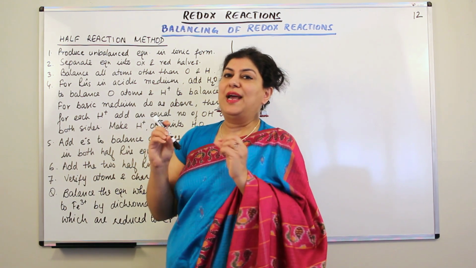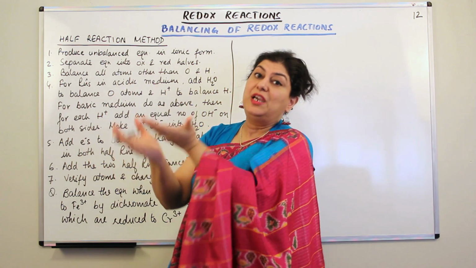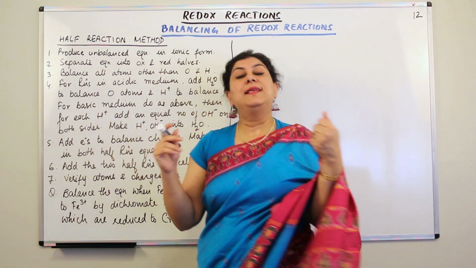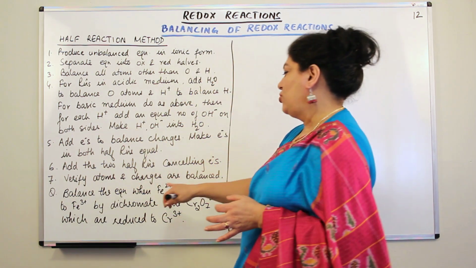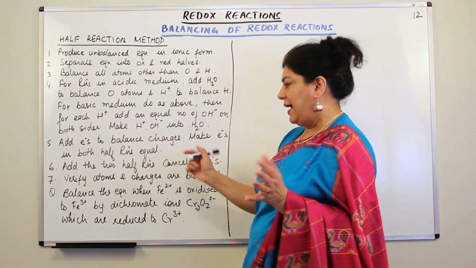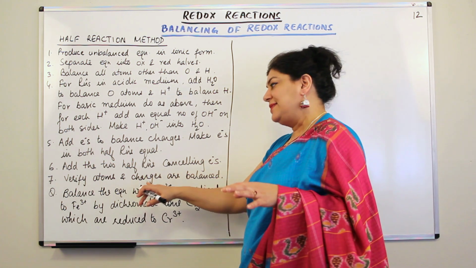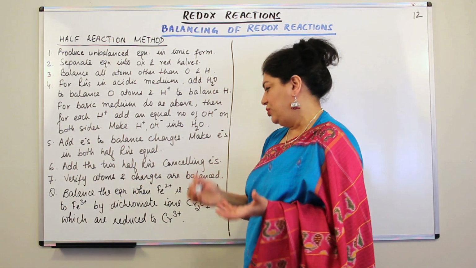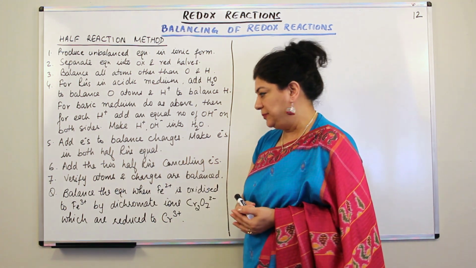The electrons we add only to make sure that the number of electrons lost is equal to the number of electrons gained. So let us solve this. After you add the two half reactions, you will be cancelling out the electrons, and in the last step, which is the seventh step, you'll verify all atoms on both the sides and check that the charges are also balanced.